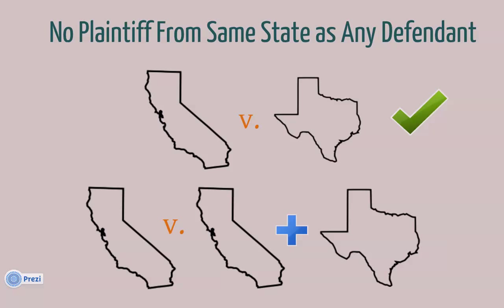We have a plaintiff from California versus two defendants, one from California and one from Texas. Now let's apply the test. Is there any plaintiff from the same state as any one defendant? Yes, we have a plaintiff from California and a defendant from California. And although there is one diverse defendant, it doesn't matter because we have the plaintiff and the defendant both from the same state. So this does not pass the test.